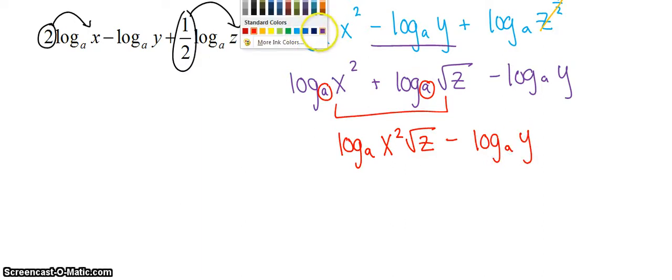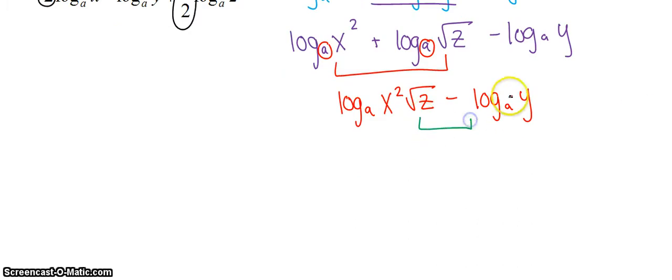Okay, so now anything being subtracted, you can rewrite as division. So this is being subtracted. This is what has to be in the denominator then. So this is the same thing as log a of x squared times the square root of z over y.